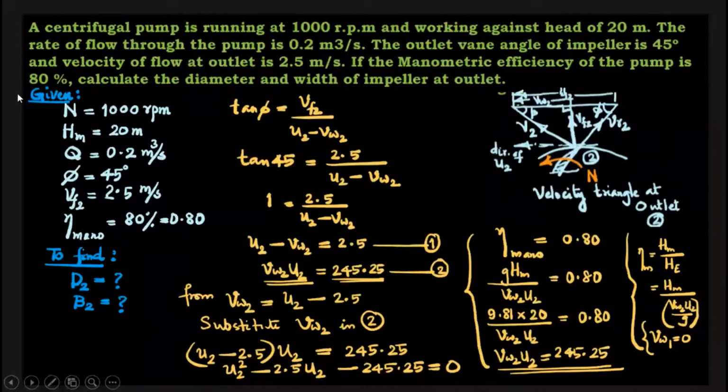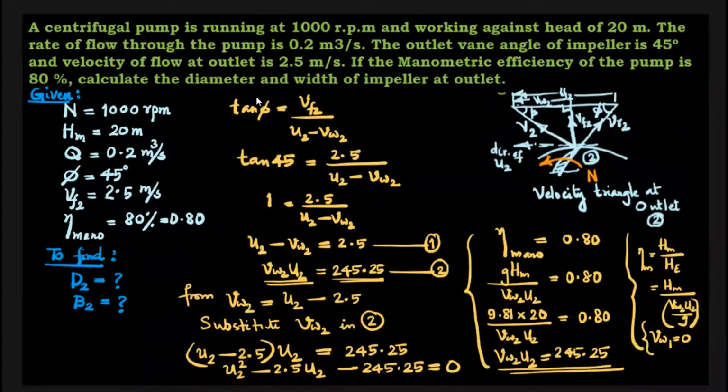The velocity of flow at outlet, again, just like the very first problem we solved, here velocity of flow at outlet Vf2, that is given. Vf2 is equal to 2.5 meter per second. If the manometric efficiency of the pump is 80%, eta mano is 80%, calculate the diameter and width of the impeller at outlet. So it's typically a design problem where the diameter at outlet D2 you have to calculate, and the width of the impeller or breadth of the impeller B2. So D2 and B2 are the unknowns.